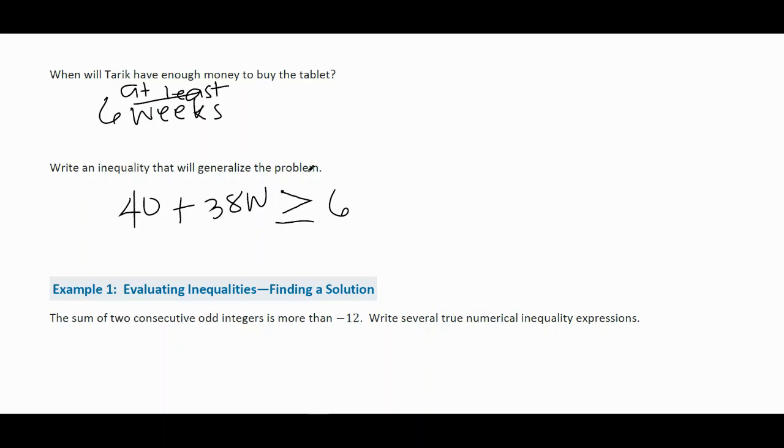All right, so we have to make sure that we understand how we generalize, or how we formulated the inequality given.